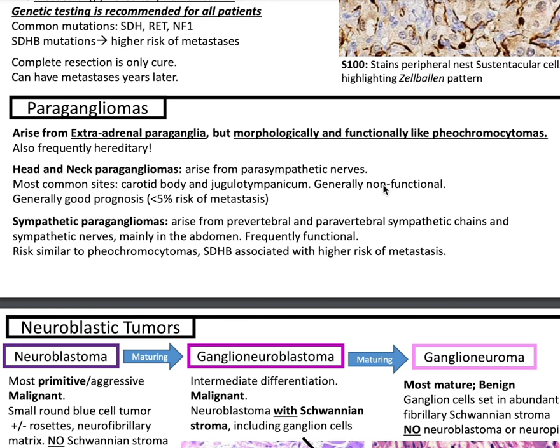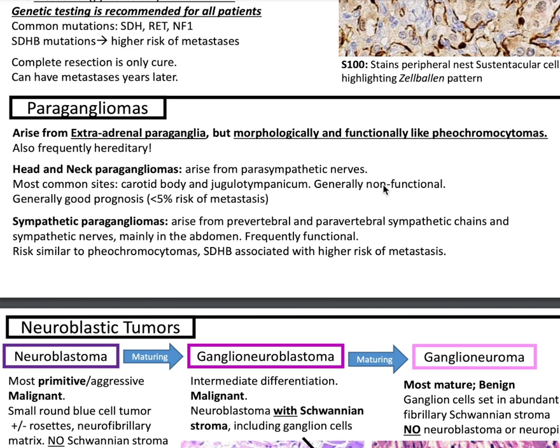Head and neck paragangliomas. This arises from parasympathetic nerves. The most common sites are carotid body and jugulotympanicum. Generally non-functional, generally good prognosis, less than 5% risk of metastasis.